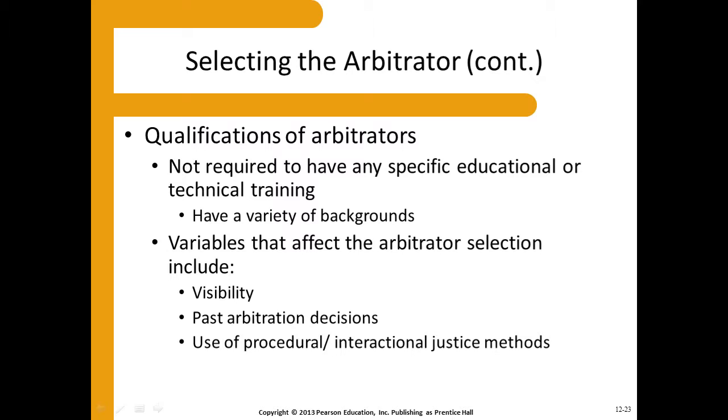So, in addition to visibility, a 2000 study of arbitrator behaviors found that arbitrators who use more procedural justice methods, that is, processes and procedures used during the hearing, are perceived to be fairer by the participants. In addition, those who use more interactional justice methods, that is, treat the participants with respect, candor, and a lack of prejudice, are more acceptable and likely to be chosen for future cases.